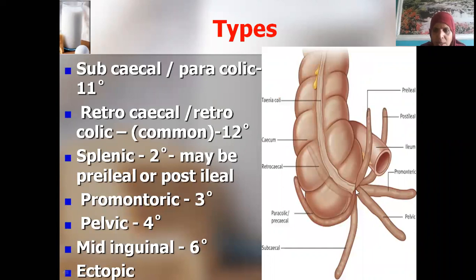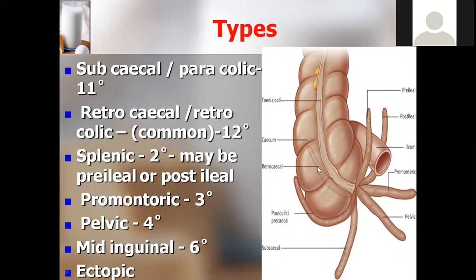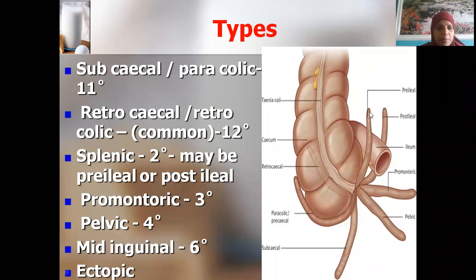Now coming to, see, so many appendices we do not have, so to show the various positions, I kept this slide. So we have subcecal. Subcecal means what? It is below. Okay, you call it paracolic or 11 o'clock. Retrocecal, retro means behind. It comes something like this, behind the cecum. It comes up to the 12 o'clock position on the hour hand of the clock. Okay, then we have the splenic position.